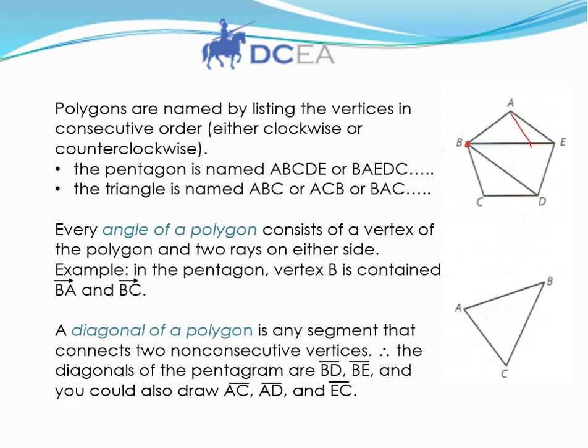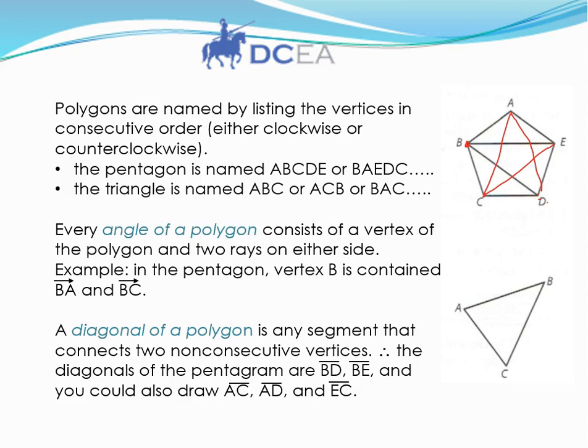So the first diagonal would be AD, then AC. AE and AB are sides. Now I'm moving to point E, and EB is a diagonal, and EC would be a diagonal. EA and ED are sides. If we go to D, we see that DA is already drawn, and DB is already drawn. C has CE and CA already drawn. So these are all the diagonals that we could draw.